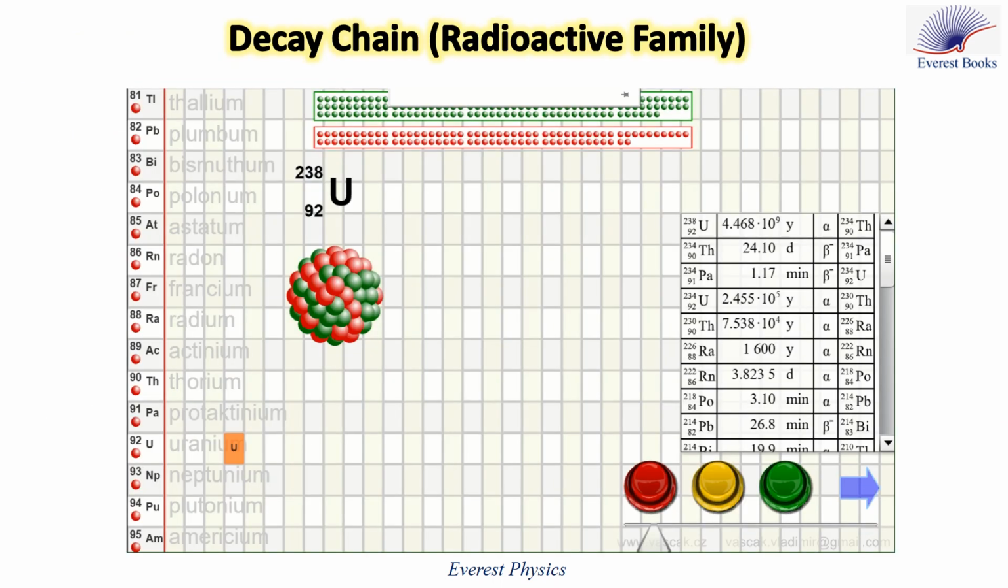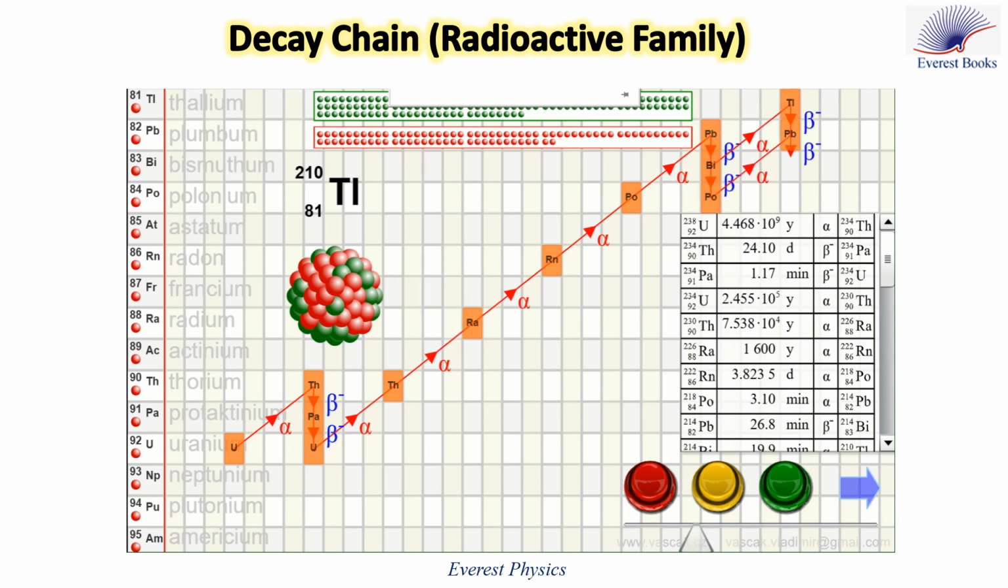In this simulation, consider the radioactive uranium-238 nucleus. This nucleus decays into unstable thorium-234 by emitting an alpha particle. Then, thorium-234 decays into unstable protactinium-234 by emitting a beta-minus particle. Next, protactinium-234 decays into unstable uranium-234 by emitting another beta-minus particle. This process continues with several alpha and beta-minus decays, eventually ending with the formation of the stable nucleus lead-206.